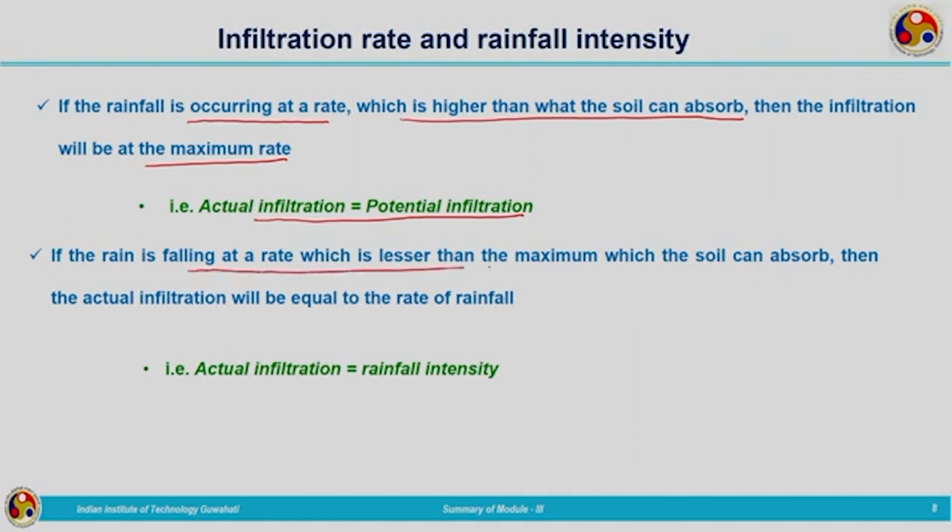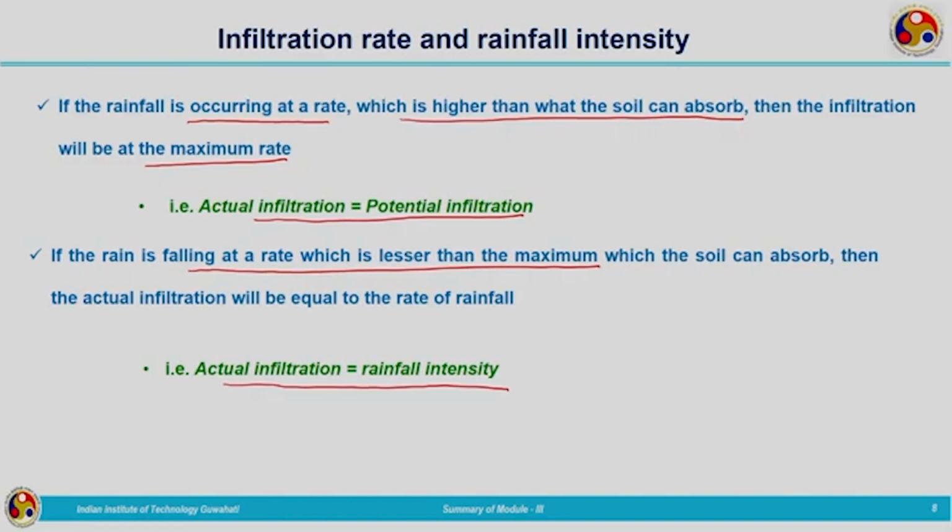And in some cases, if the rainfall is falling at a rate which is lesser than the maximum the soil can absorb, or maximum infiltration that can take place at that particular location is more compared to the rainfall intensity, then what will happen? Whatever rainfall is falling, completely it will be infiltrated into the ground. So, the actual infiltration will be less than that of the potential infiltration, but actual infiltration can be equated to intensity of rainfall. So, that is what is written over here. Actual infiltration is equal to rainfall intensity in this case.